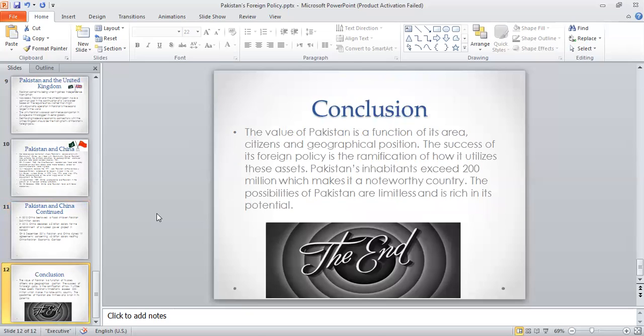In conclusion, the value of Pakistan is a function of its area, citizens, and geographical position. The success of its foreign policy is the ramification of how it utilizes these assets. Pakistan's inhabitants exceed 200 million, which makes it a noteworthy country. The possibilities of Pakistan are limitless and it is rich in its potential.